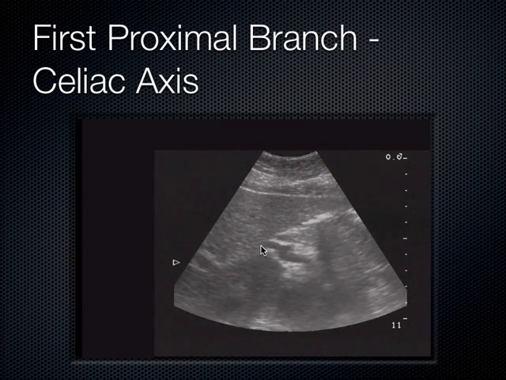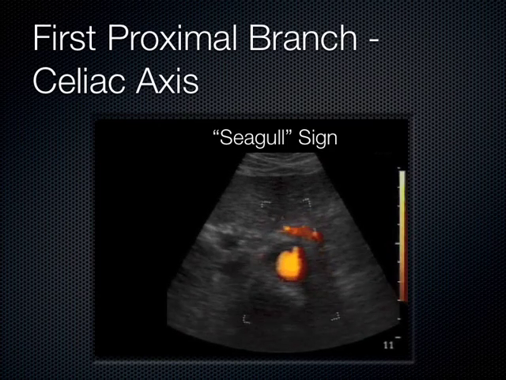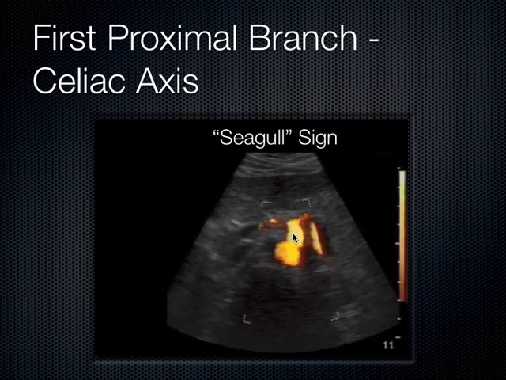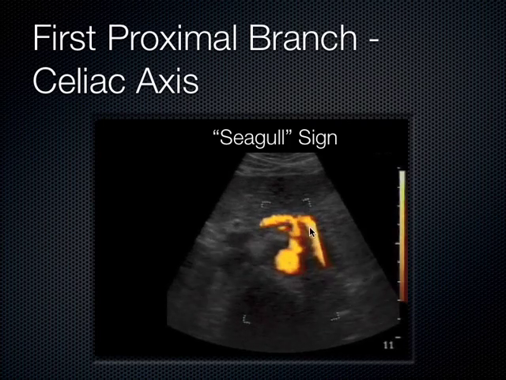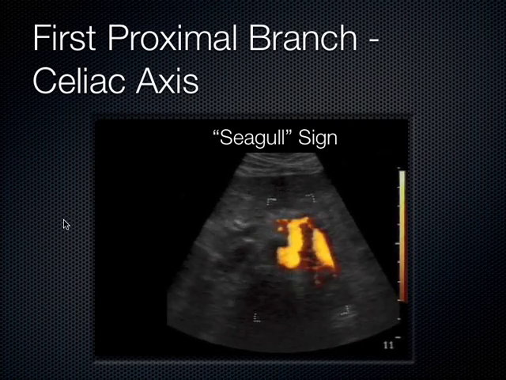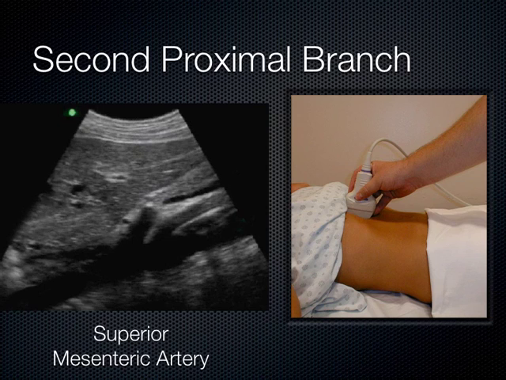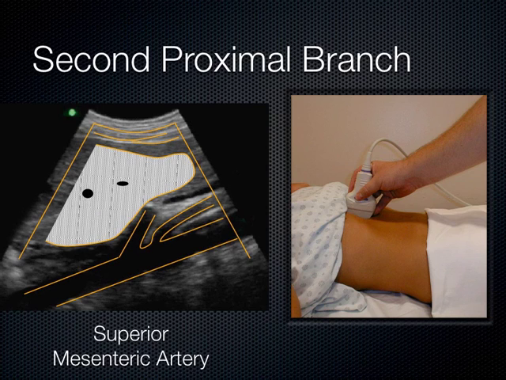All right. Now when you put some color on this, it looks like a seagull. So here's the aorta, celiac axis, splenic, and common hepatic. Thank you. Cool? All right, what's the next branch? SMA. We can see it over there on the sagittal view on that image off to your left.